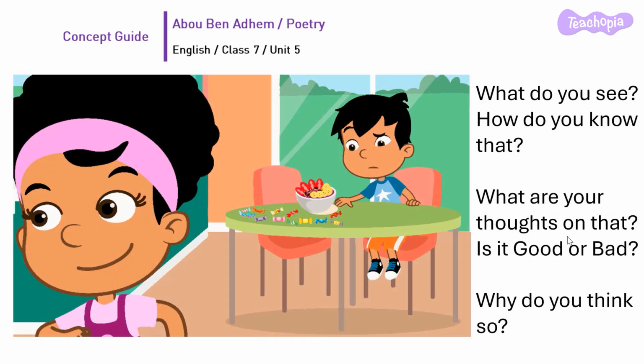Share this image with the learners and instruct them to write 5 sentences about what they think is happening. Ask them to reflect on the image. Help them by asking questions like, what do you see? How do you know that? What are your thoughts on that? Is it good or bad? Why do you think so?